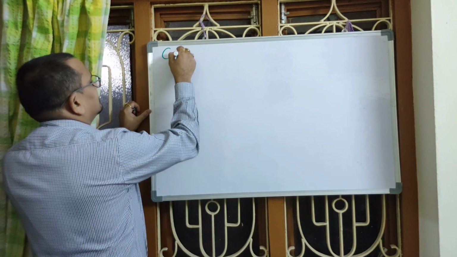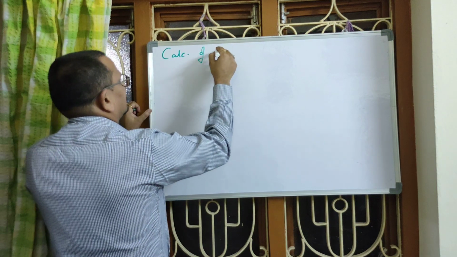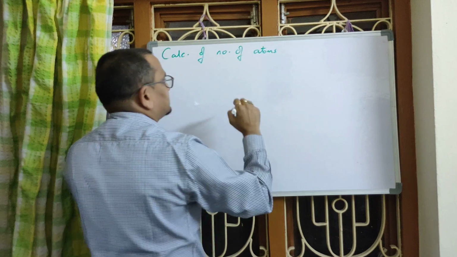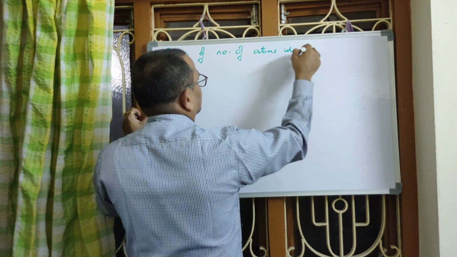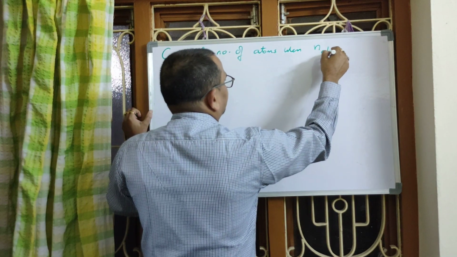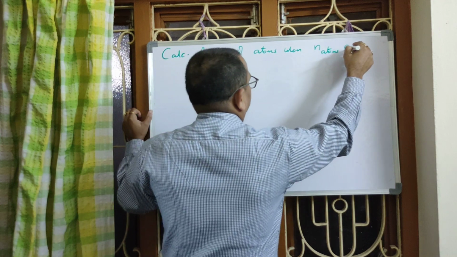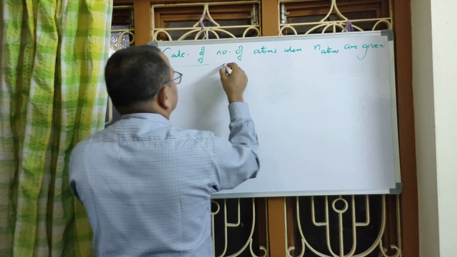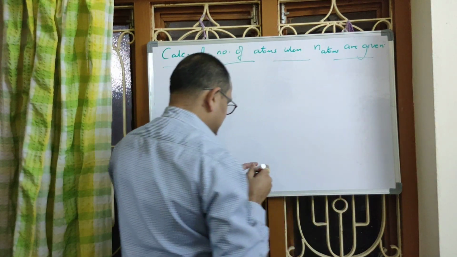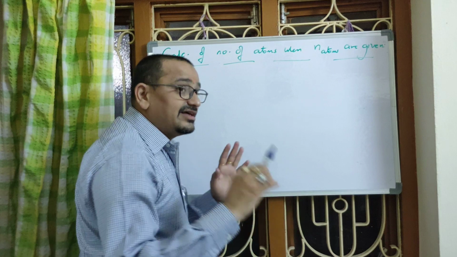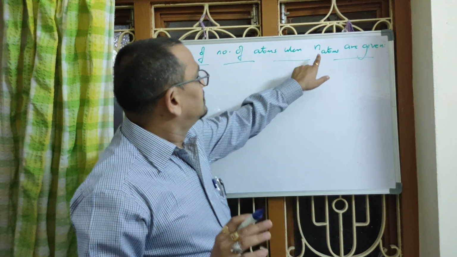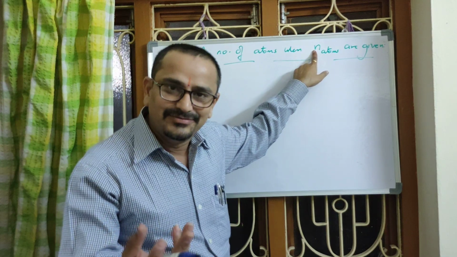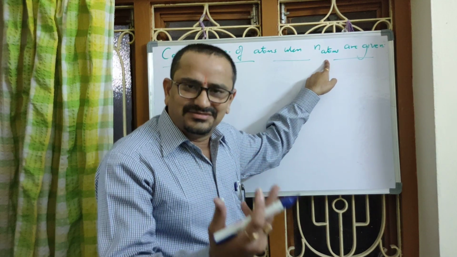The topic is calculation of number of atoms when number of moles of atoms are given. Please be aware of the notation. How do you pronounce this? N for number of moles. Whose number of moles are we calculating? Number of moles of some atom is given.